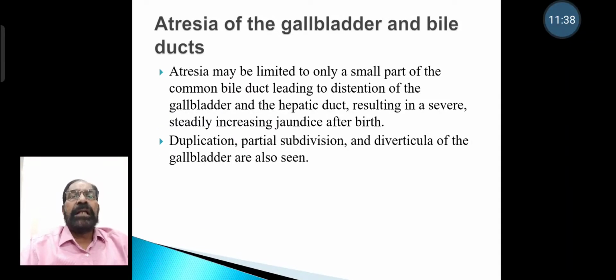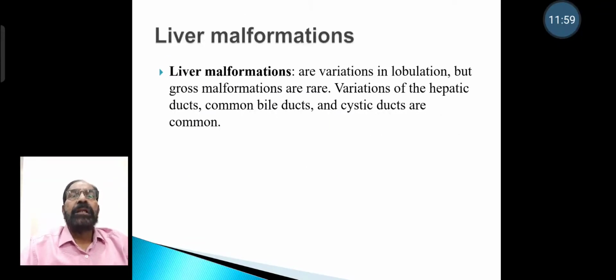Atresia may be limited to only a small part of the common bile duct, leading to distension of the gallbladder and hepatic duct, resulting in a severe, steadily increasing jaundice after birth. Sometimes duplication, partial subdivision, and diverticula of the gallbladder are also seen. Liver malformations are variations in lobulation, but gross malformations are rare. Variations of the hepatic duct, common bile ducts, and cystic ducts are common.